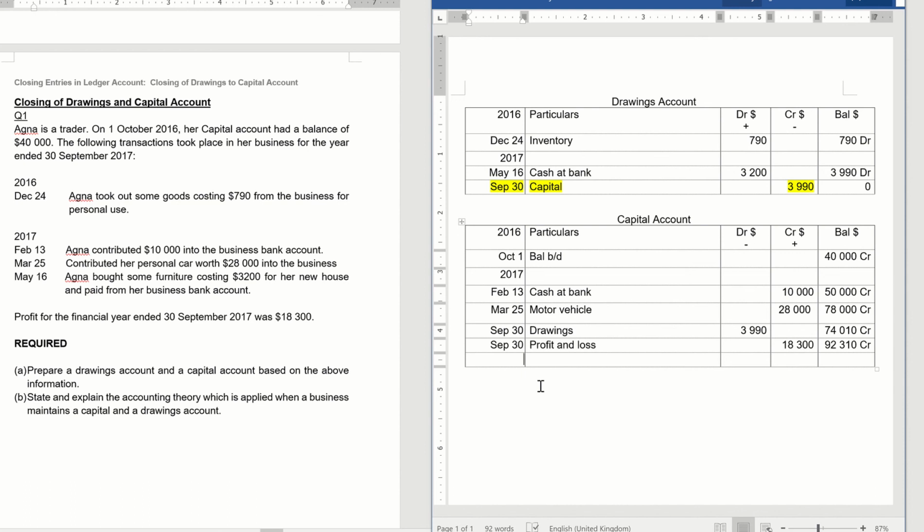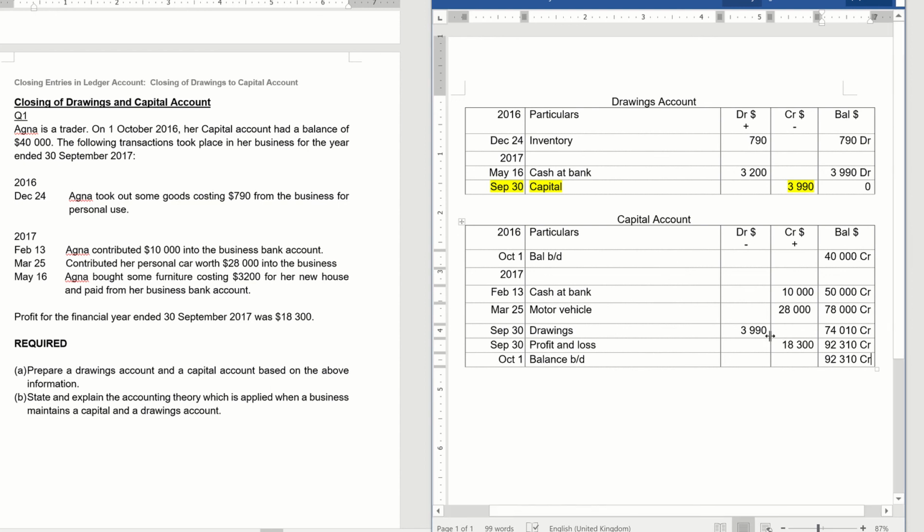The capital account should have a balance brought down. In other words, the business will continue to owe the owner the sum of money, 92,310 CR. So just a recap.